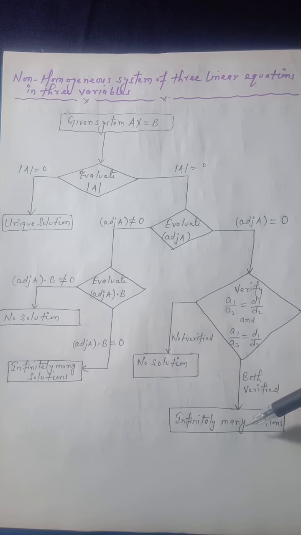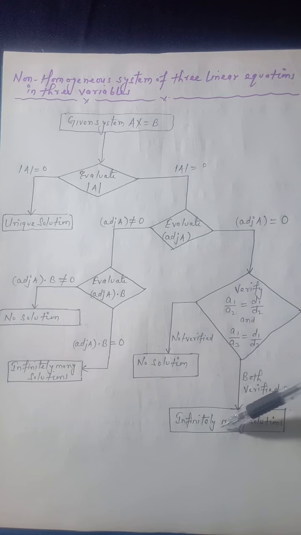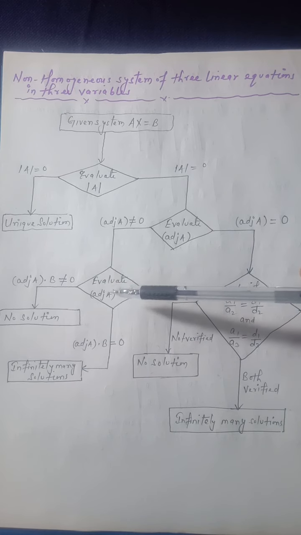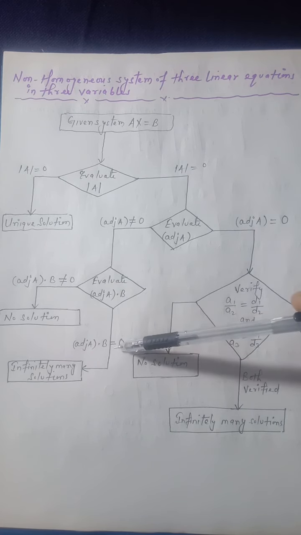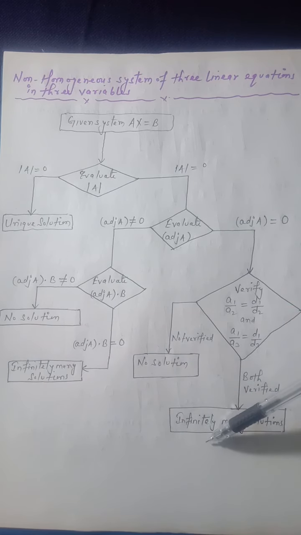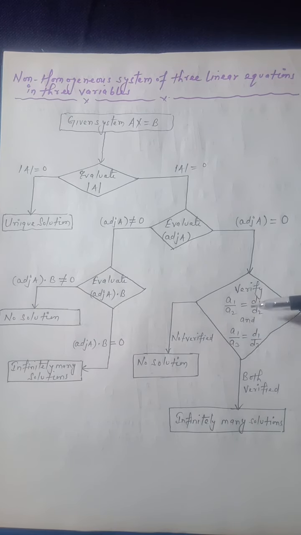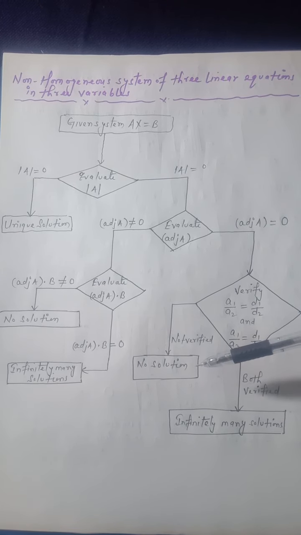So whether adjoint of A is a null matrix or not a null matrix, in that case, infinitely many solutions may exist. So you have to verify this, or when adjoint of A into B is a null matrix, then in both cases there are infinitely many solutions. But when adjoint of A into B is not a null matrix or this ratio is not verified, then we will say there is no solution.